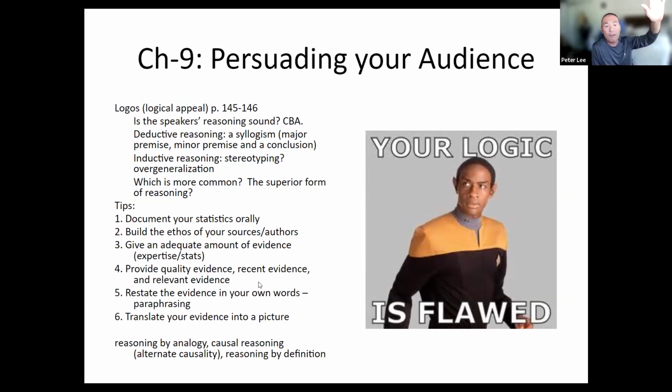All right. And then number 5, let's restate the evidence in your own words. That's paraphrasing. Remember that's the 3rd step of the evidence 3 step. Number 1 is cite the author, the source, the date. Number 2 is present the evidence. Number 3 is explain it in your own words. Paraphrasing is a skill where you can explain something in your own words.